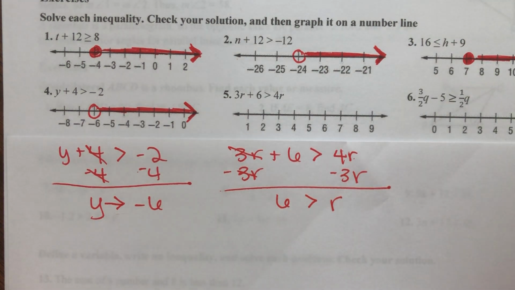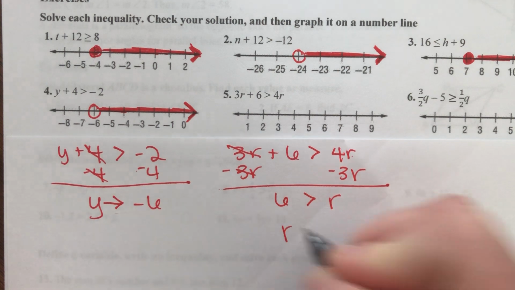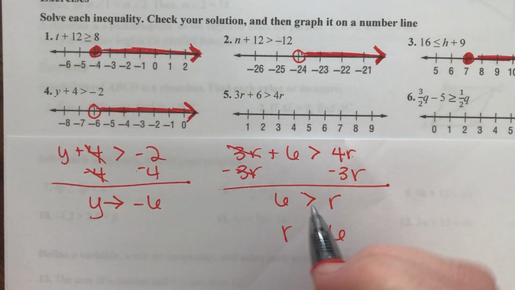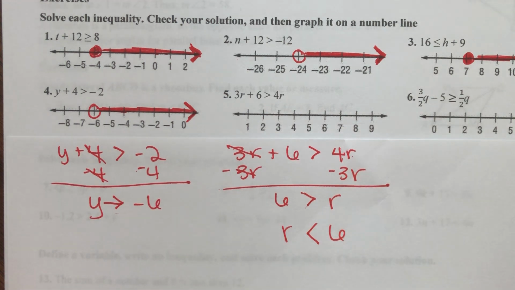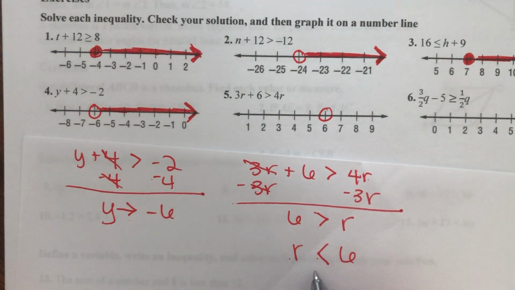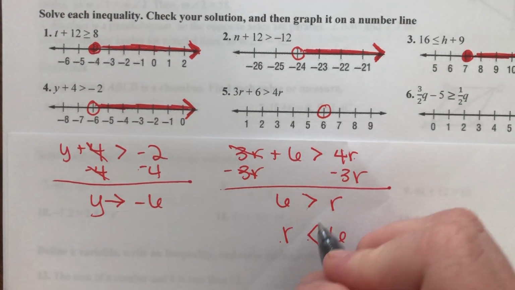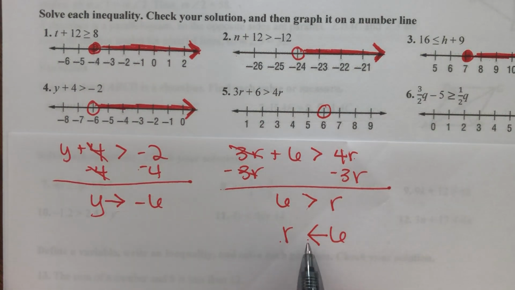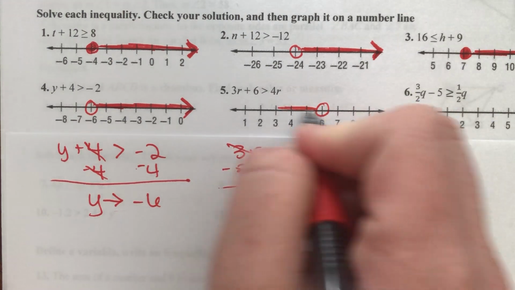4r minus 3r is just 1r. So I'm done with the math, but I want the variable on the right, so I switch them. And the mouth here is open towards the 6, so I still want it to open up towards the 6. r is less than 6. I do not shade it in since there's no number underneath here. And if I use my arrow trick, I'm shading in everything to the left of 6. All numbers less than 6.